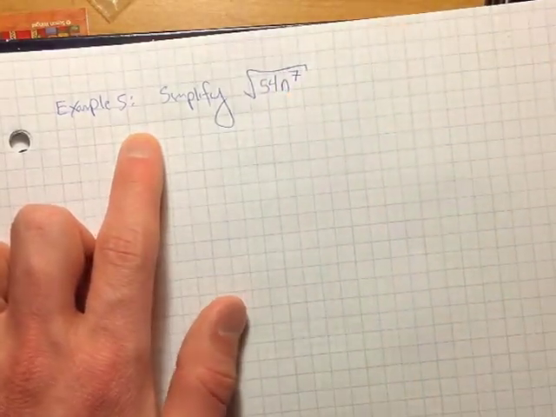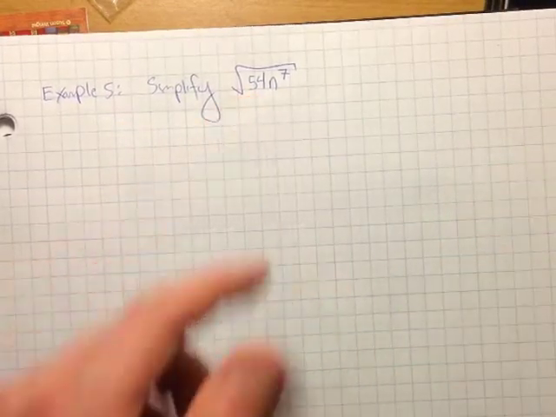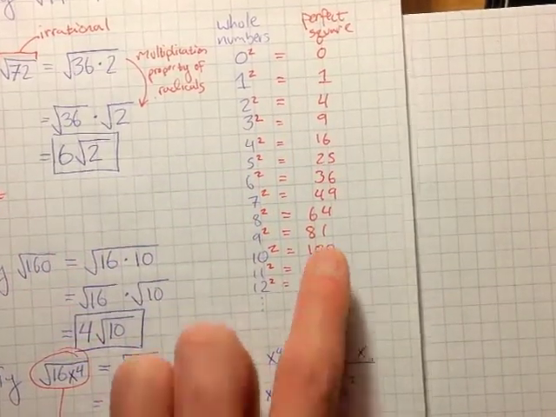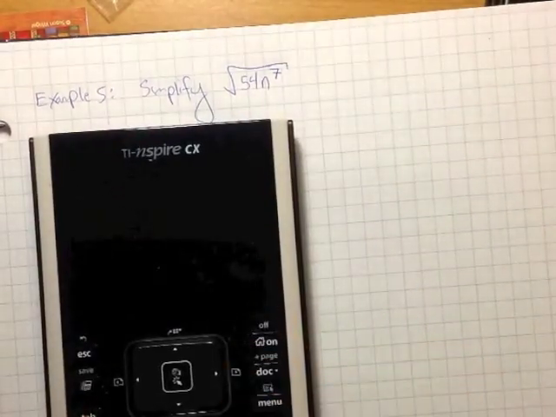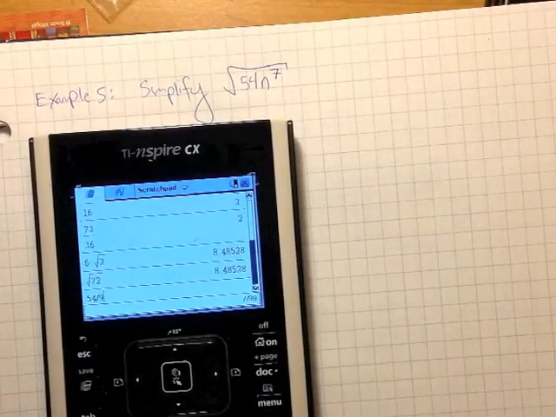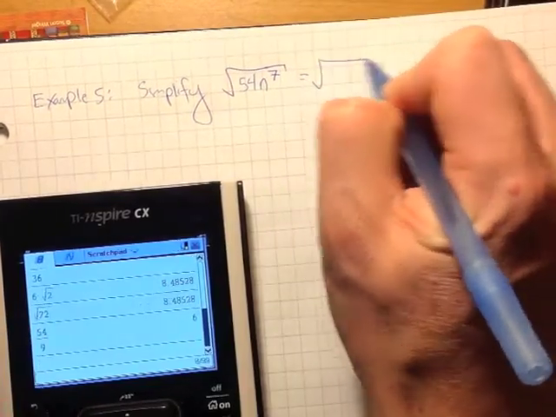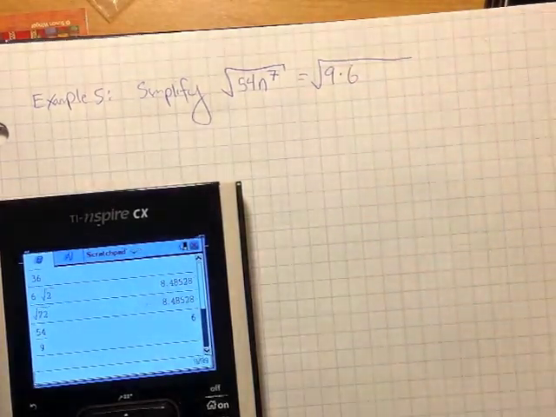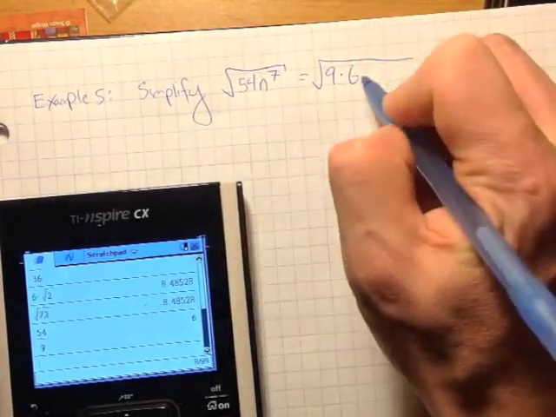Okay? Now, first step, 54. Does 54 have any perfect square factors? 54 has a 9 in it, right? Let's try that. 54 divided by 9 is 6. So 54 can be written as 9 times 6.